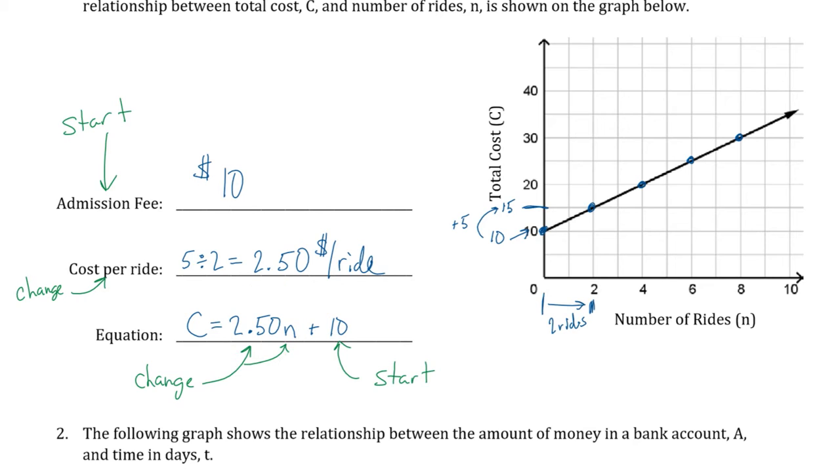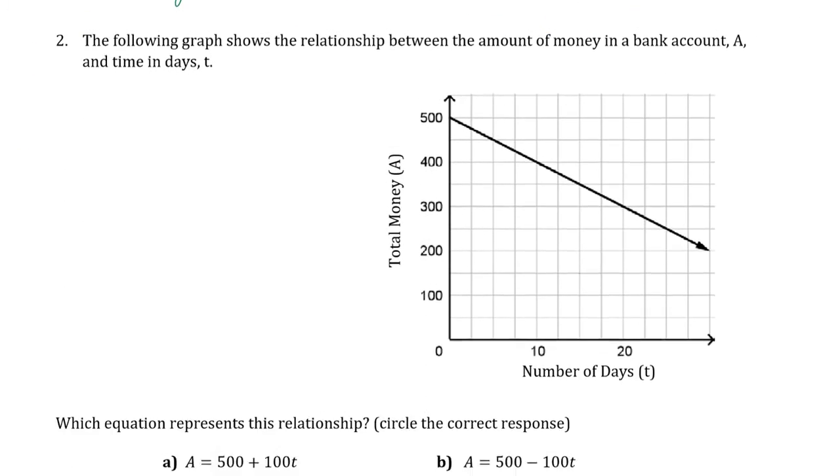So if there's 5 rides, I'm paying it 5 times. If there's 10 rides, I'm paying it 10 times. If there's 2 rides, I'm paying it 2 times, which would be 5, right? But this $10, I'm just paying it once when I walk through the door. I don't pay it every time. And that's why the change is multiplied by the variable. Okay? So again, that's another example of coming up with a rule from a graph.